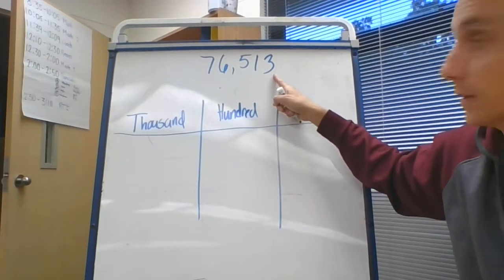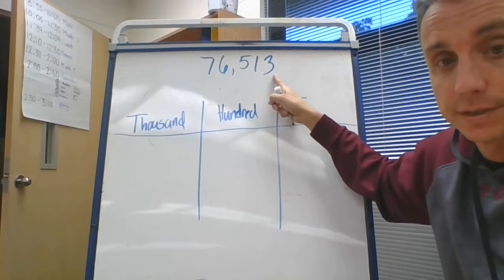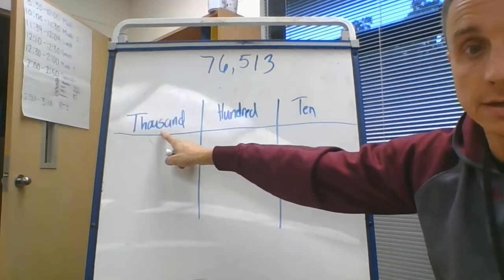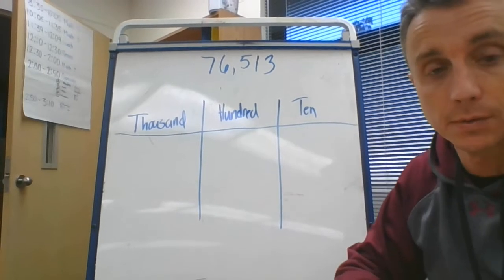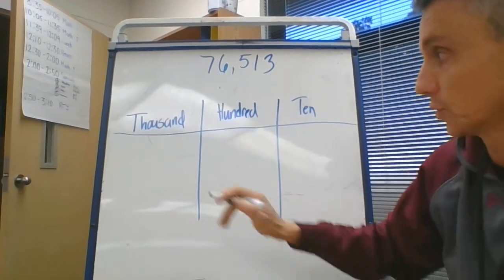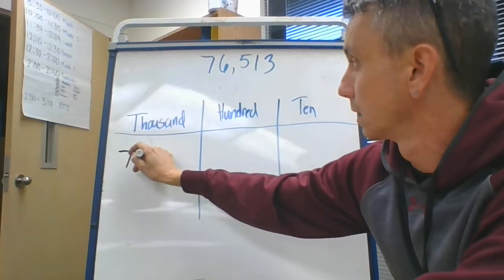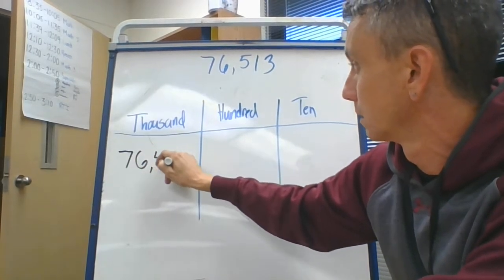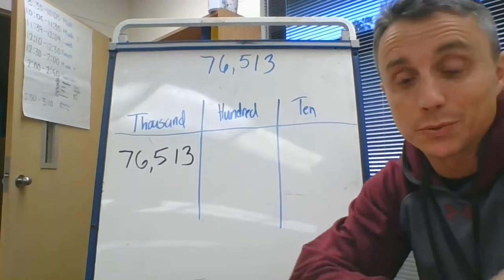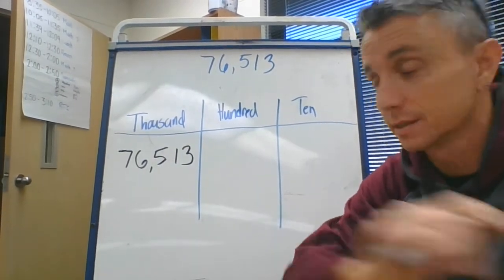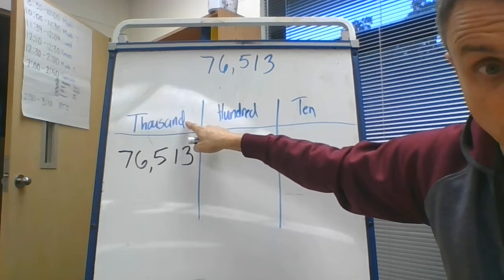Today I'm going to round 75,513 to the nearest 1,000. First thing I'm going to do is write down the number in its entirety. Watch. Alrighty, now I'm going to go through the song. Find the place, thousands, circle it.